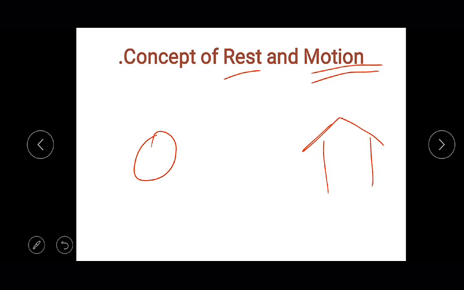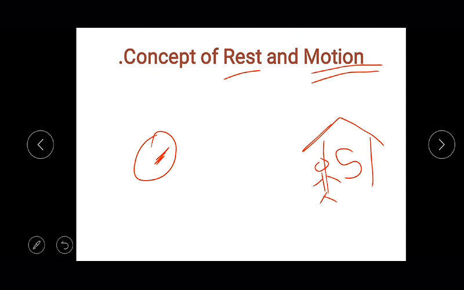Okay, here I have a house. Let's say again Suman sir's house. So from Suman sir's house, Suman sir is observing this object.